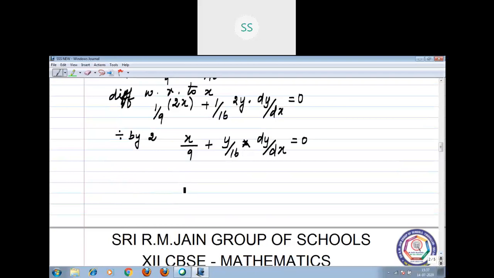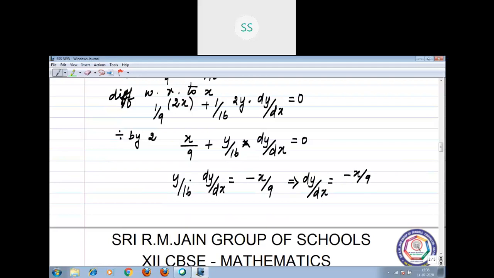Before that, I want to do the LCM. What is the LCM here? Or you keep it as such. You don't want to take LCM and all, don't go for that, right? y by 16 into dy by dx equal to, the plus will move to the right-hand side, so it will act as negative x by 9. Which implies dy by dx equal to minus x by 9.